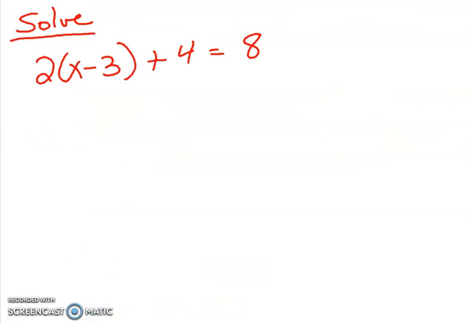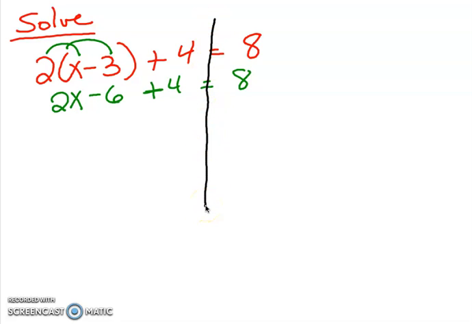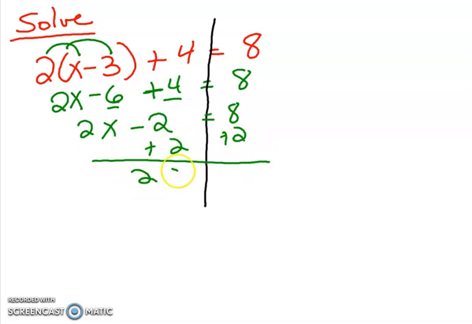To solve this, first you use the distributive property. So 2 times x, and then don't forget about 2 times -3. On the left side, if you want to imagine that wall, you can add these two together. So -6 plus 4 is -2. Then it's just like the previous problem. We're going to add 2 to both sides, divide both sides by 2, and then x equals 5.